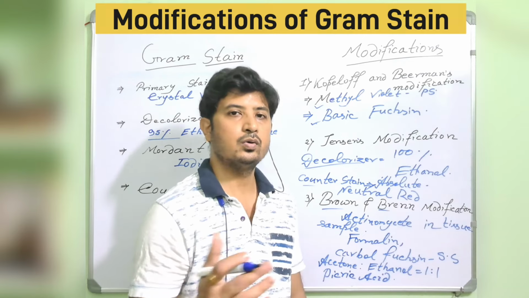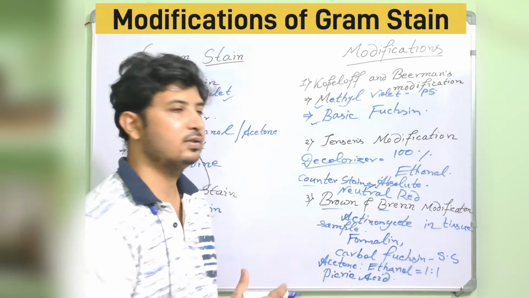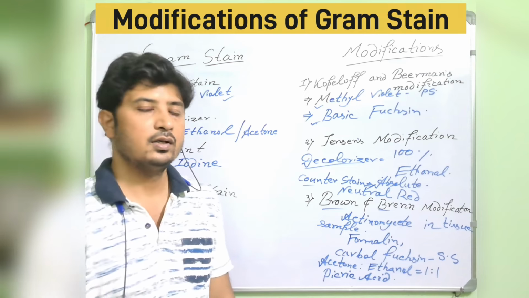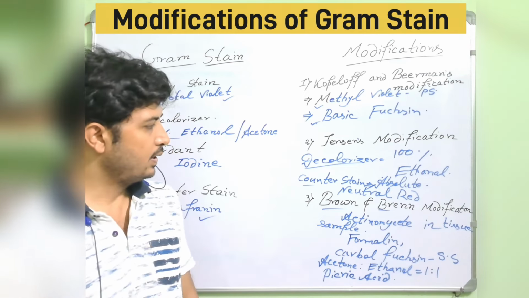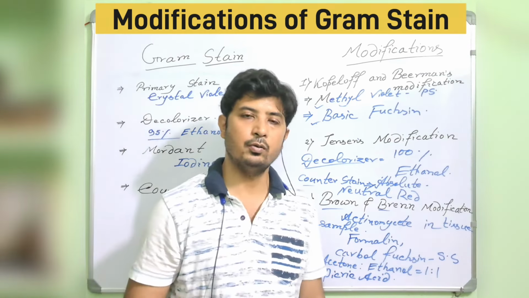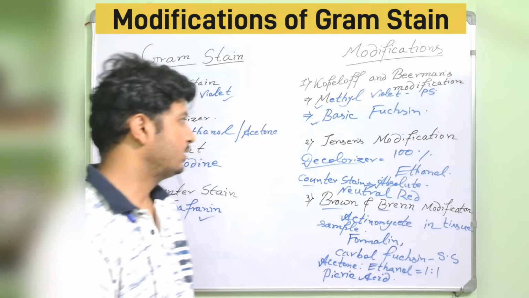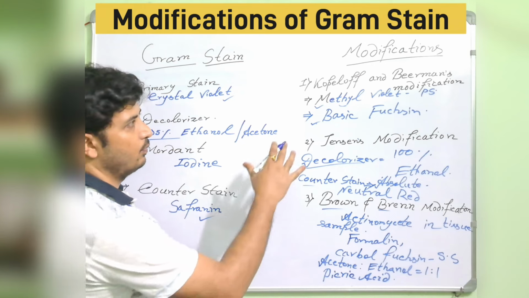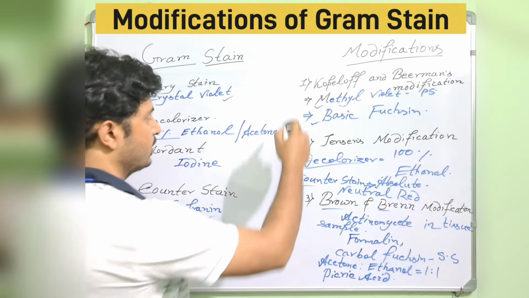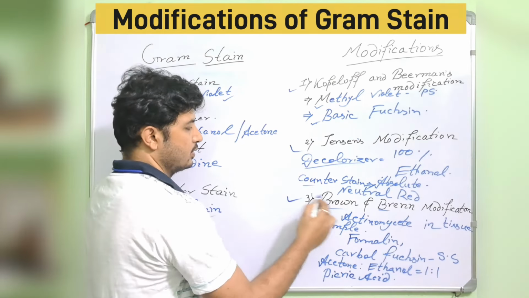If you want a total separate class on this modification, I will do it definitely. So please tell me your opinions if you need the class on Brown and Brenn modifications. Other than that, that's enough for the modifications where you need to remember these 3 points.